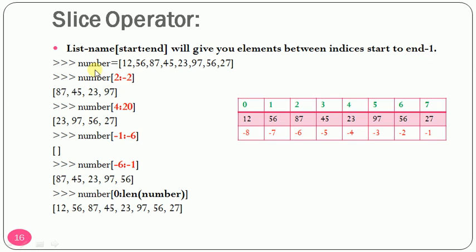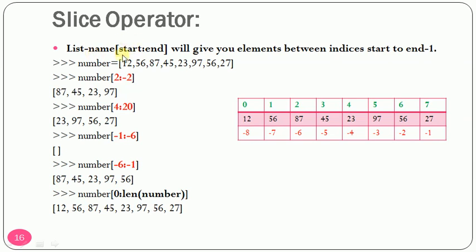Look at this example. The list num contains 12, 56, 87, 45, 23, 97, 56 and 28. When we write the index, the forward index starts from 0 and the last index will be size minus 1. The size of this list is 8, so 8 minus 1 is 7. When we look at the backward index, it starts from minus size, that is minus 8, and the last will be minus 1. Now let's come to our slicing.